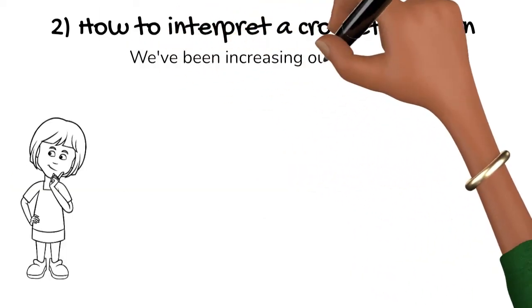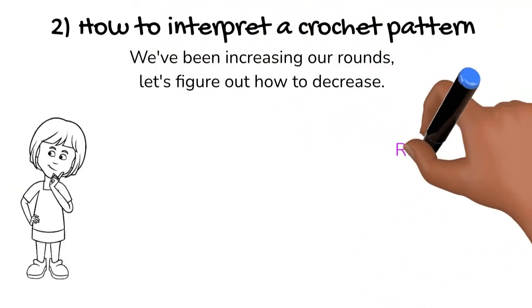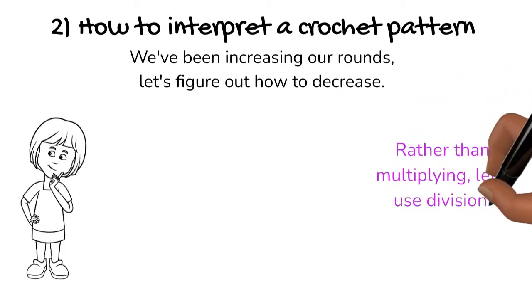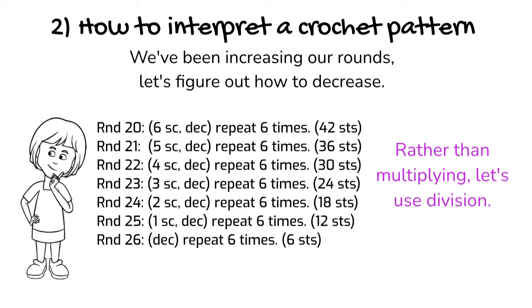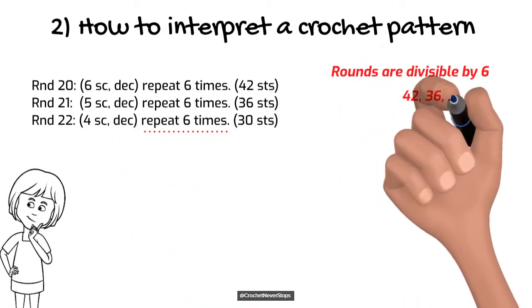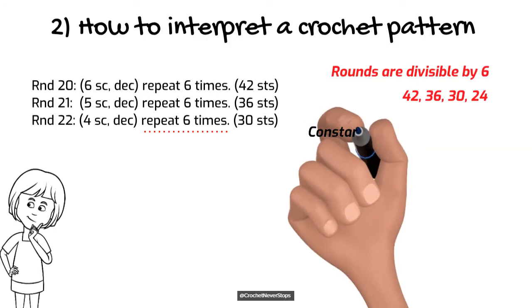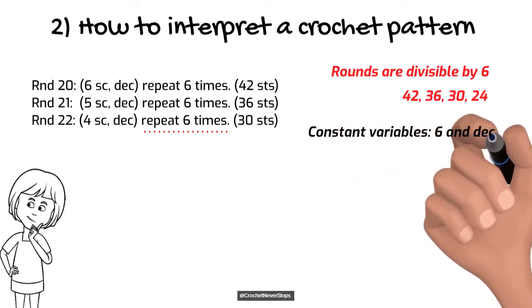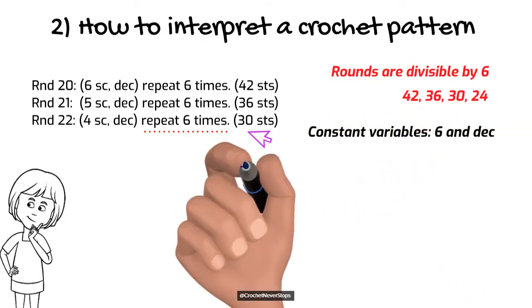So we've been increasing our rounds. Let's figure out how to decrease. Rather than multiplying, let's use division. Rounds are divisible by 6: 42, 36, 30, and so on. So the constant variables here are 6 and decrease.